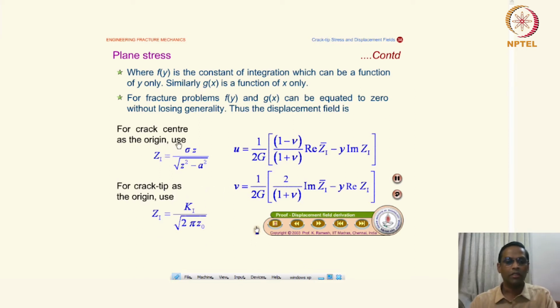So there has to be a clear-cut distinction, whether you look at a stress field or a displacement field, whether you look at the origin as the center of the crack or the crack tip, which is very important.